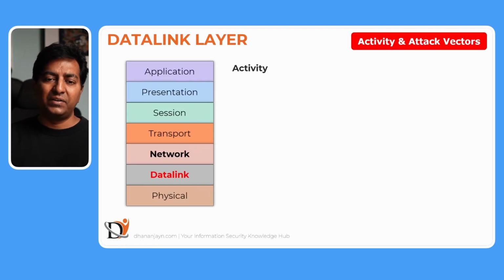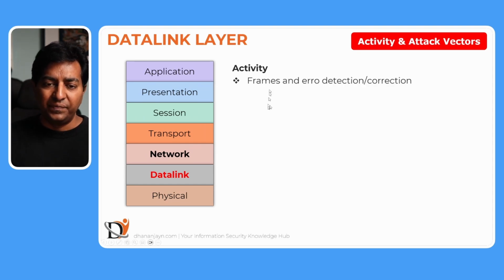So friends, talking about the activity and attack vectors at the data link layer. Data is in the form of frames, and error detection and correction is done at this layer.